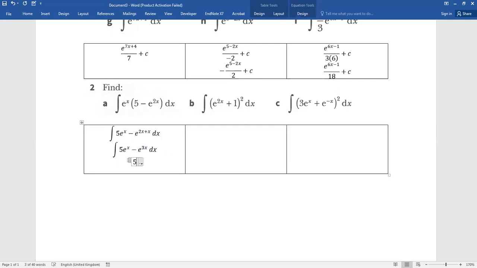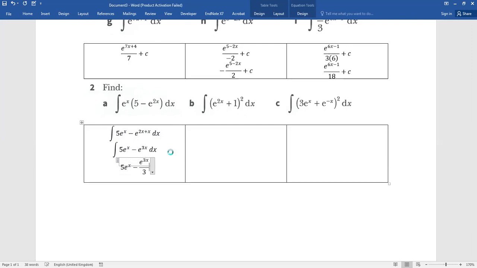What will be the integral now? 5e to the power x minus e to the power 3x upon 3 plus c. Is this right? Yes, sir. Okay, what about the second one?